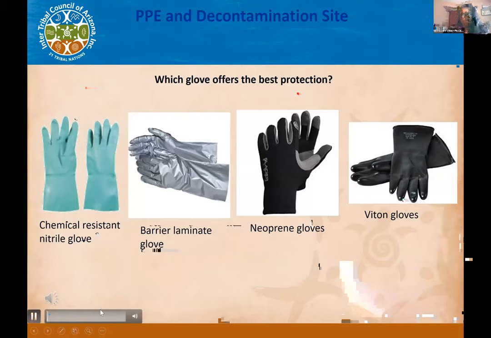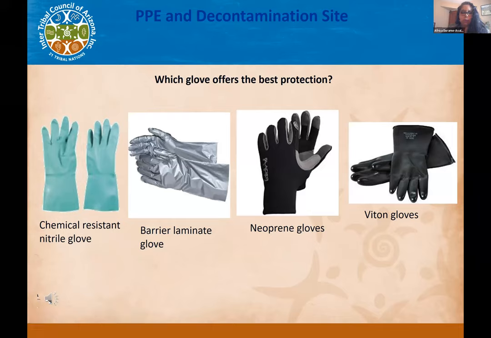Which one of these gloves do you think offers the best protection? We have chemical-resistant nitrile gloves, barrier laminate gloves, neoprene gloves, Viton gloves, just a few examples. One common misconception is that all chemical-resistant gloves provide the same amount of protection from pesticide products. This isn't true because not all chemical-resistant gloves have the same thickness. The product label will always inform the user which glove material is necessary for safe handling of the product.